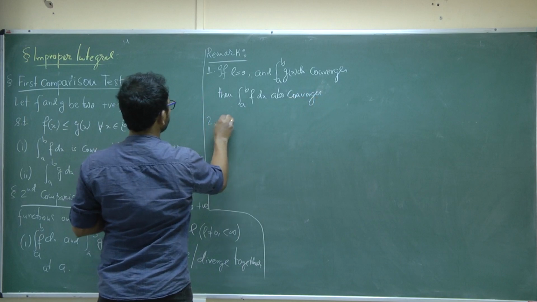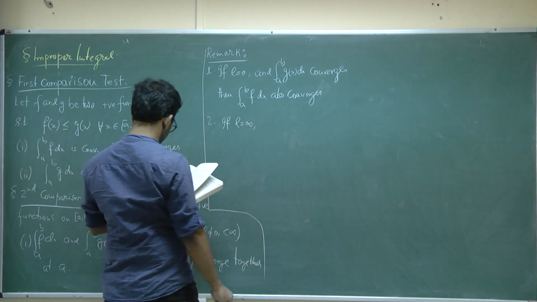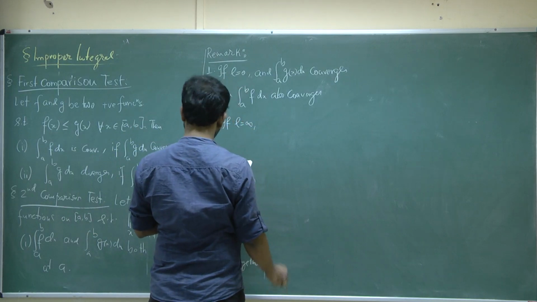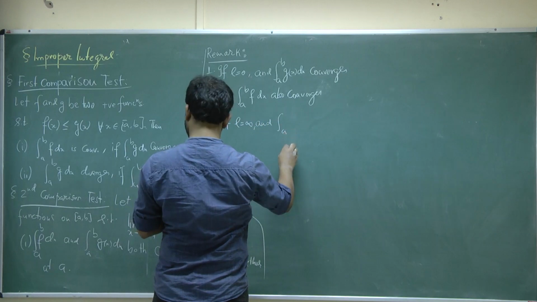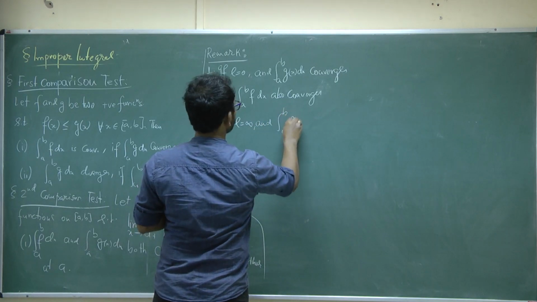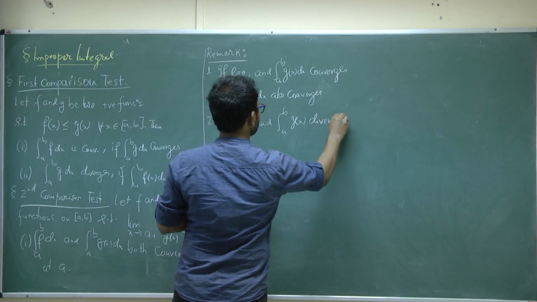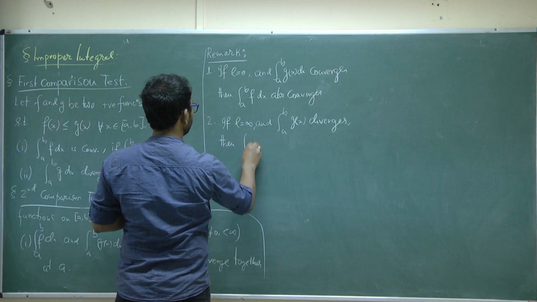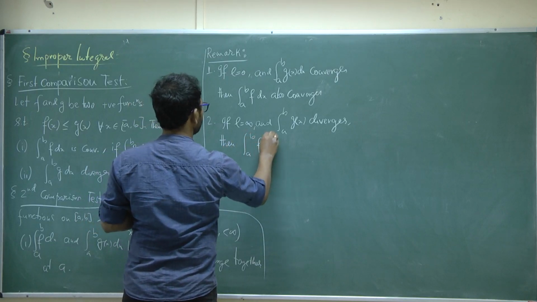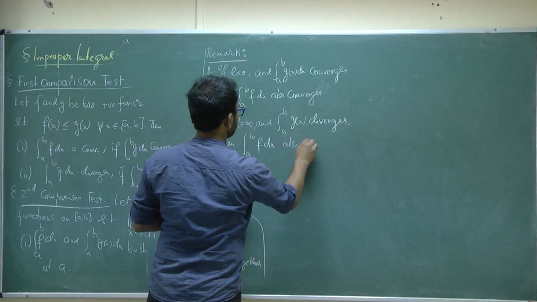And the second conclusion is if L is becoming infinity and the integral from a to b of g(x) dx diverges, then the integral from a to b of f(x) dx also diverges.